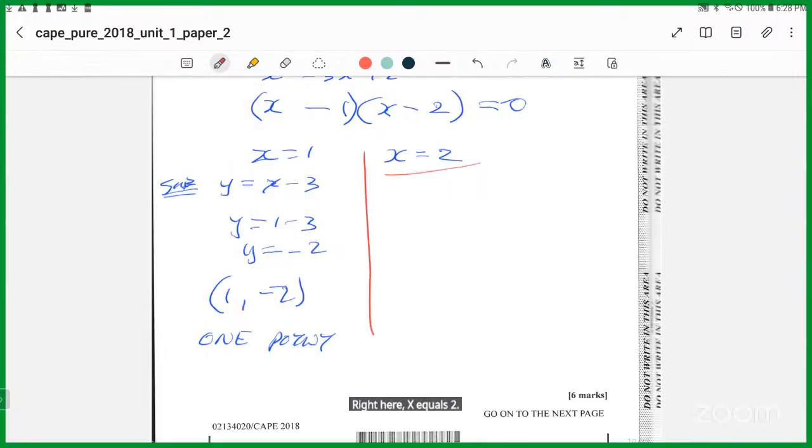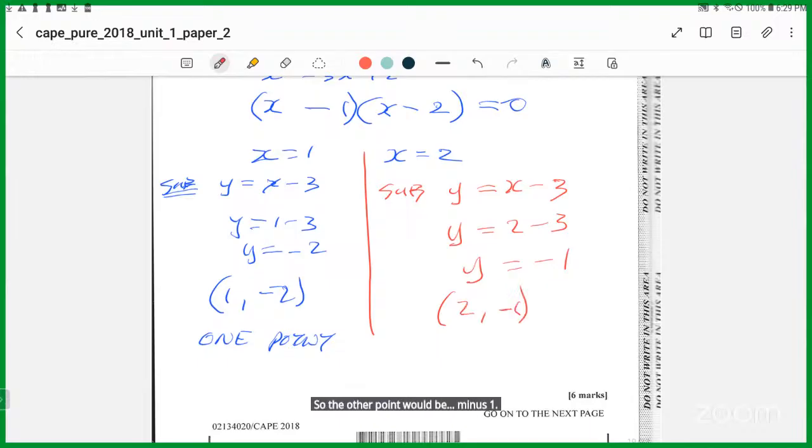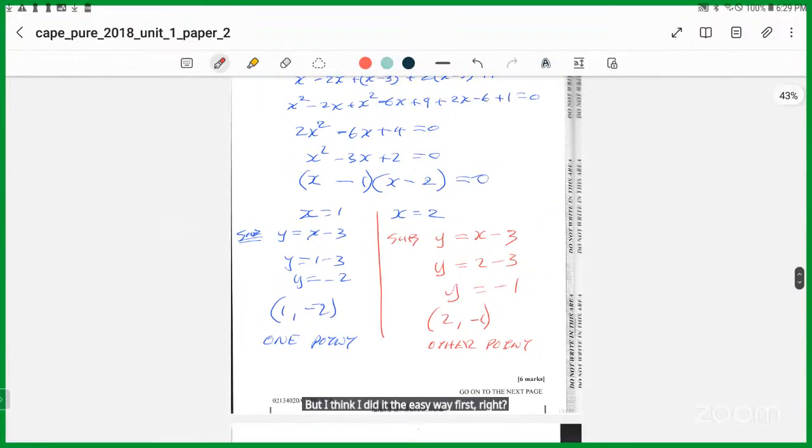Again, I sub in y equals x minus 3. It would be y equals 2 minus 3, y equals negative 1. So the other point would be 2, -1, if they wanted it. But I think I did it the easy way first, right? So let's show you that as well. More maths equals better maths.